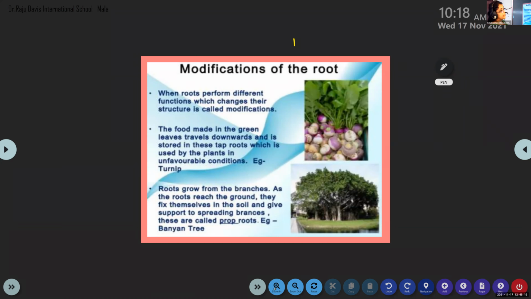Clear? Yes, ma'am. Now next, Ismail, can you read the last paragraph? Okay, ma'am. Roots grow from the branches. As the roots reach the ground, they fix themselves in the soil and give support to spreading branches. There is an H missing: branches. These are called prop roots. Example, banyan tree.